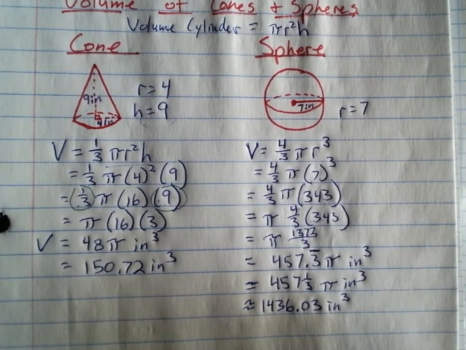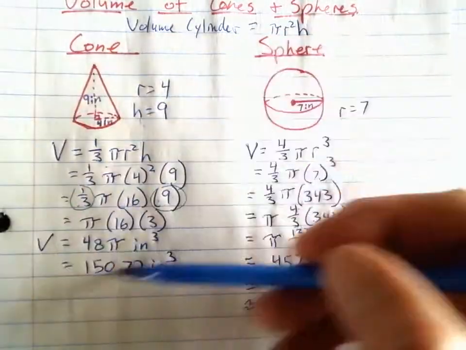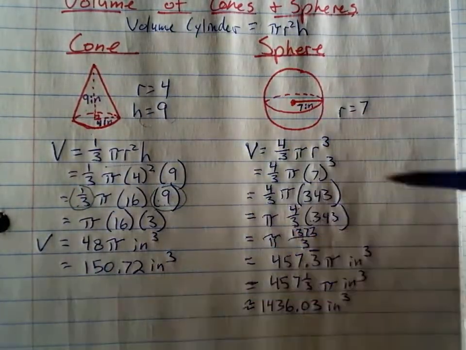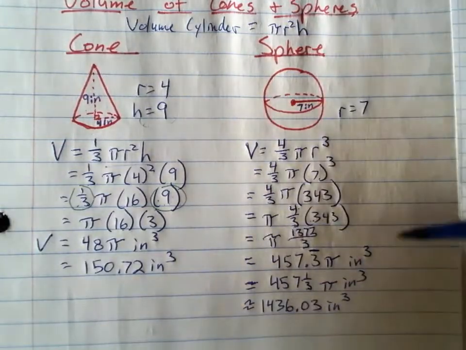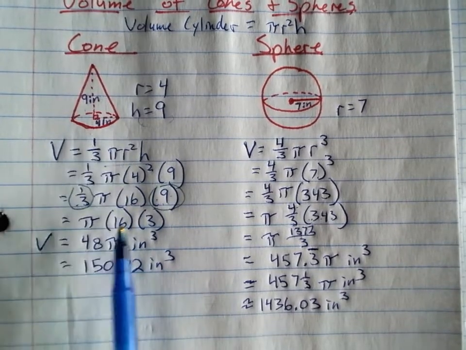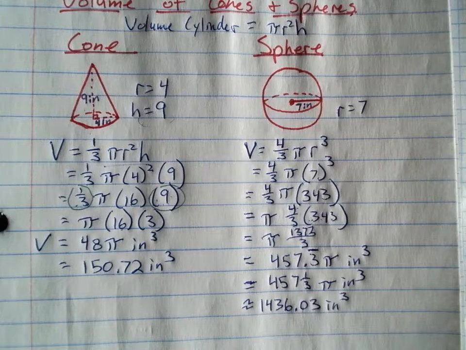Read the directions on the Khan Academy assignment to know which is which. You're going to use this formula and this process for the first lesson on cones. This one's for the spheres, which is the second practice in Khan Academy. Please write out your work just like I've done, and then send that to me through Classroom.